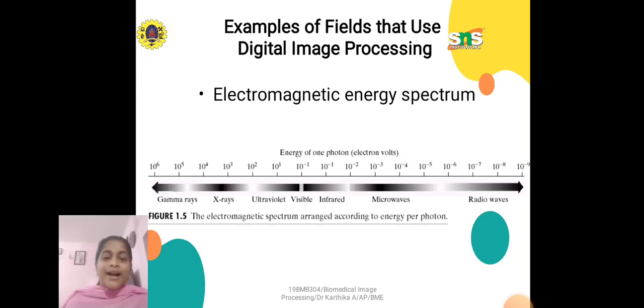Actually, how do we represent colors in the image? How do we represent the wavelength of the colors in the image? Here the electromagnetic spectrum plays an important role. See here the electromagnetic spectrum arranged according to energy per photon. Here the energy of one photon in electron volts is represented. Here we have gamma rays, X-rays, ultraviolet, visible, infrared, microwaves and radio waves.